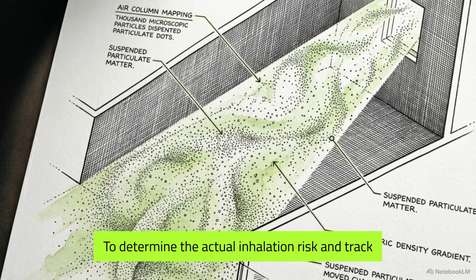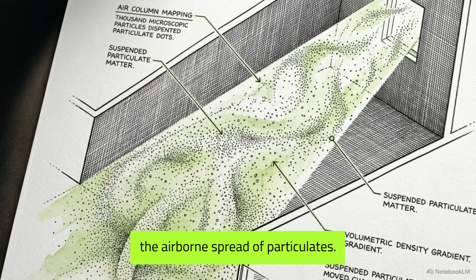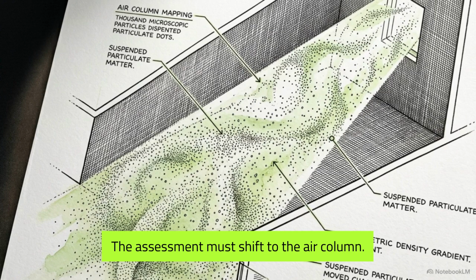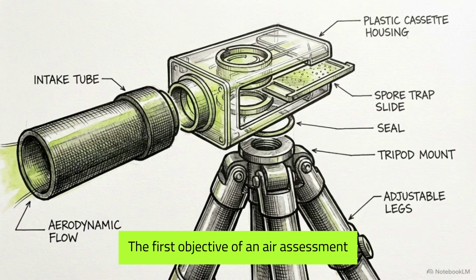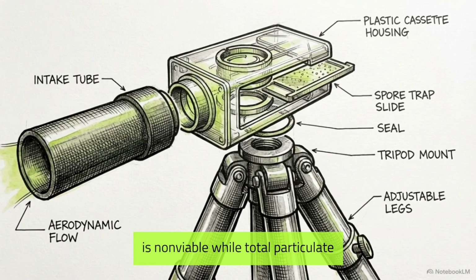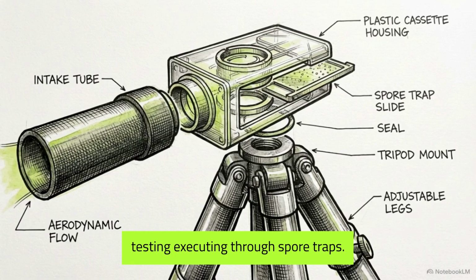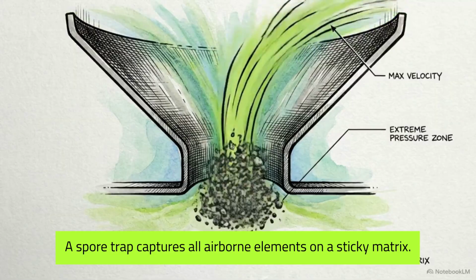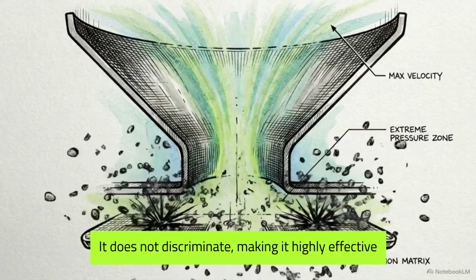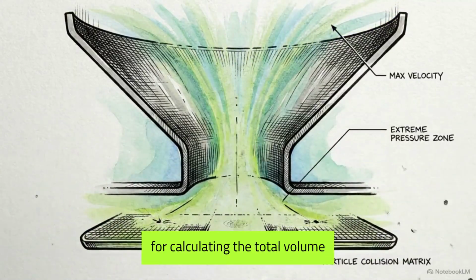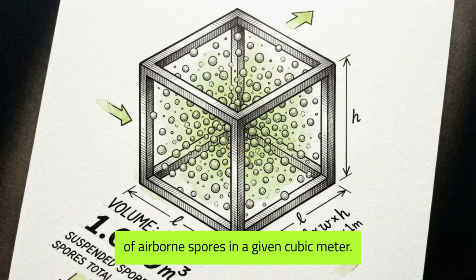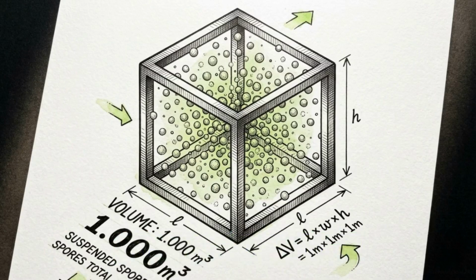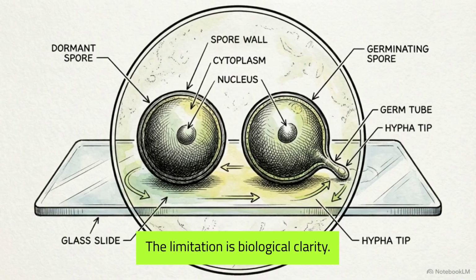To determine the actual inhalation risk and track the airborne spread of particulates, the assessment must shift to the air column. The first objective of an air assessment is non-viable Walpole particulate testing, executed through spore traps. A spore trap captures all airborne elements on a sticky matrix. It does not discriminate, making it highly effective for calculating the total volume of airborne spores in a given cubic meter. The limitation is biological clarity.